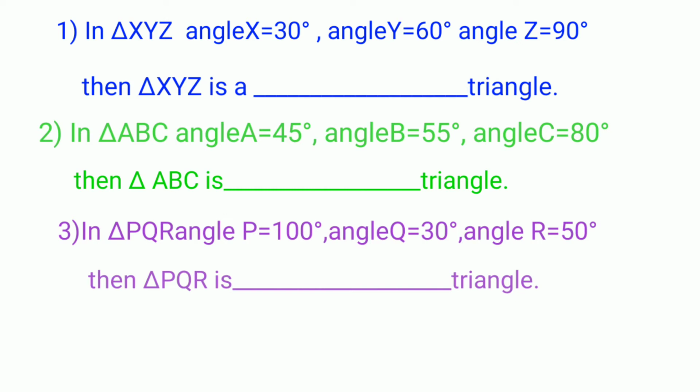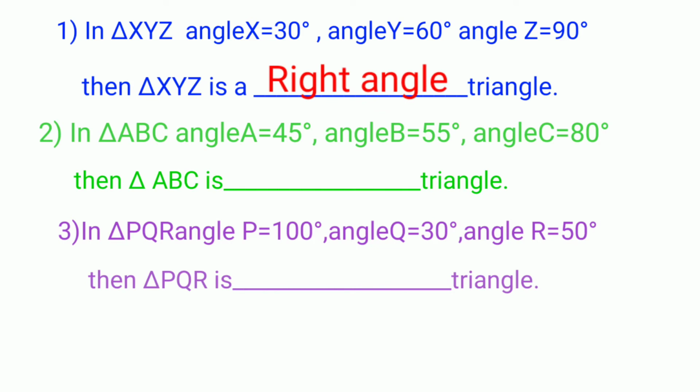In first part, triangle XYZ is given, in which angle X is 30 degree, angle Y is 60 degree and angle Z is 90 degree. So triangle XYZ is a dash triangle. We see clearly that angle Z is 90 degree and the name of such a triangle whose one angle is 90 degree is right angle triangle. Here first fill up answer is right angle triangle.